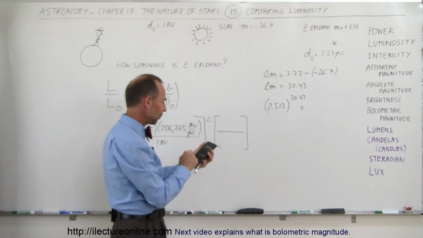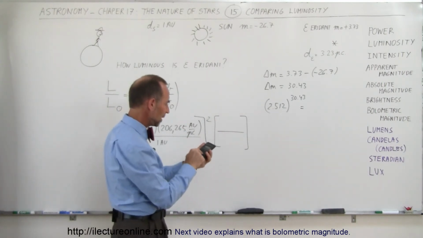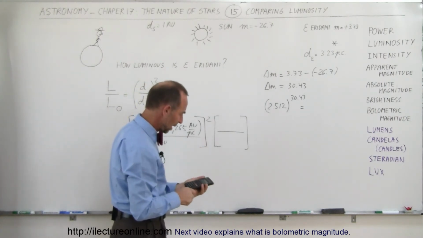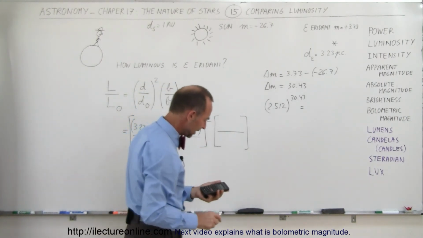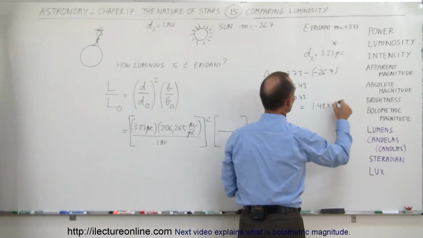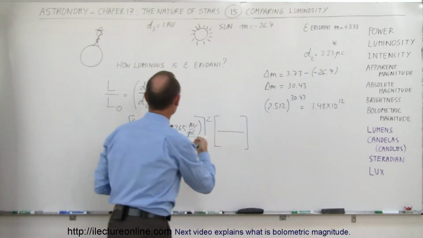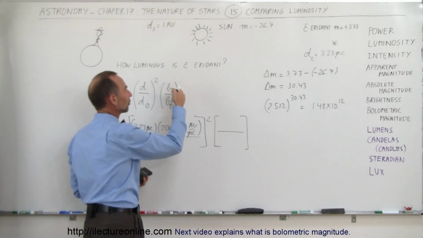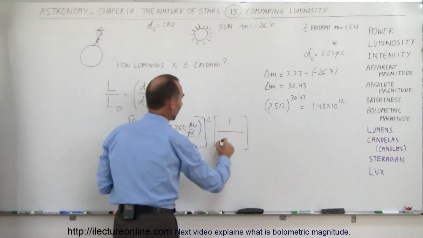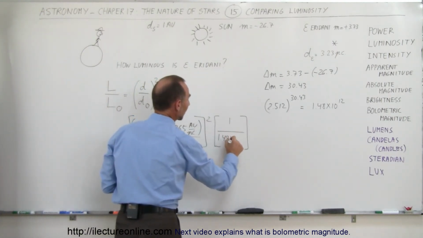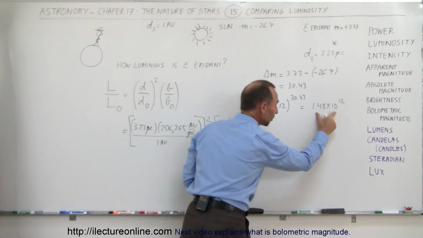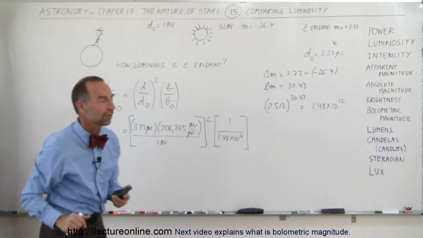So we have 2.512 raised to the 30.43 power. And what do we get? We get 1.48 times 10 to the 12th. And of course, if we now compare the brightness of the star to the brightness of the sun in relative brightness, we then put the 1 up on top and the 1.48 times 10 to the 12th on the bottom, because the sun appears this much brighter than Epsilon Eridani.